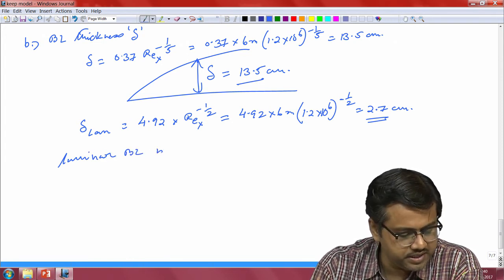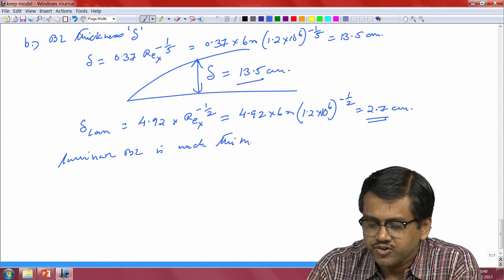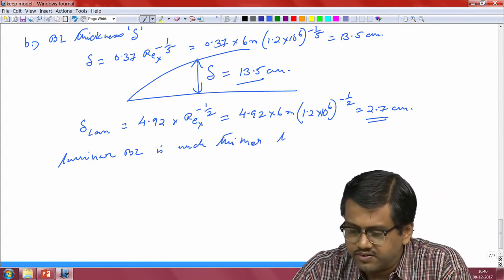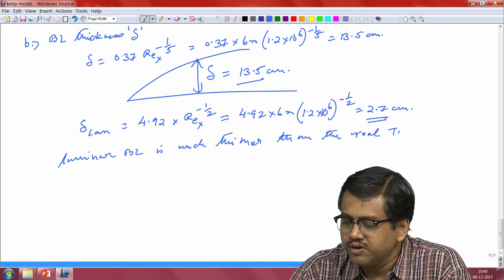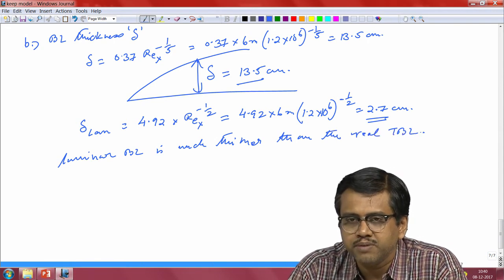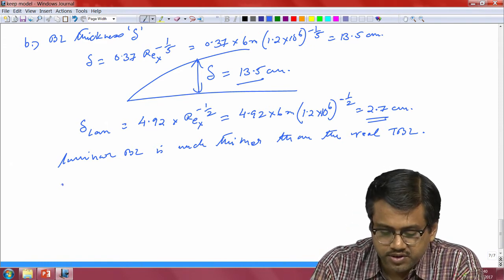than the real turbulent boundary layer. So if you use the laminar boundary layer correlations, you will be way off. That is the whole point that we are trying to make.